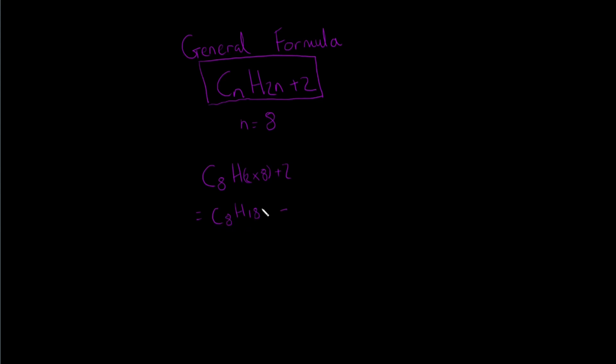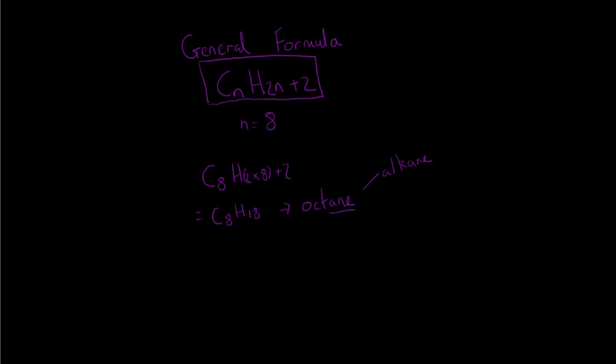Now we've already had a little look at this compound earlier. This is octane. It ends in ANE, so it must be an alkane. So that's our general formula for the alkanes. We need to remember it: CnH2n+2.